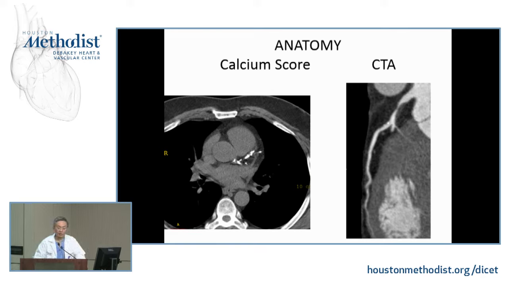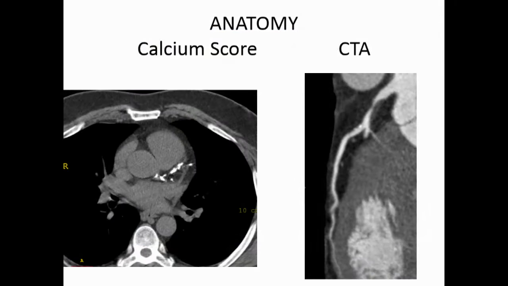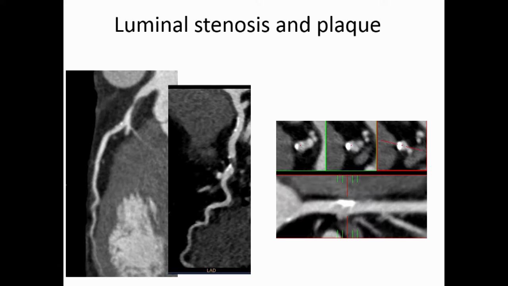First, obviously, we can see the anatomy. We can see the plaque through a non-contrast CT. And coronary calcium score, you heard a lot, is one of the major prognostic factors in patients with or without coronary disease. And with the administration of contrast, we can see the luminal stenosis. That's obviously the major reason why our doctors order the CTA.